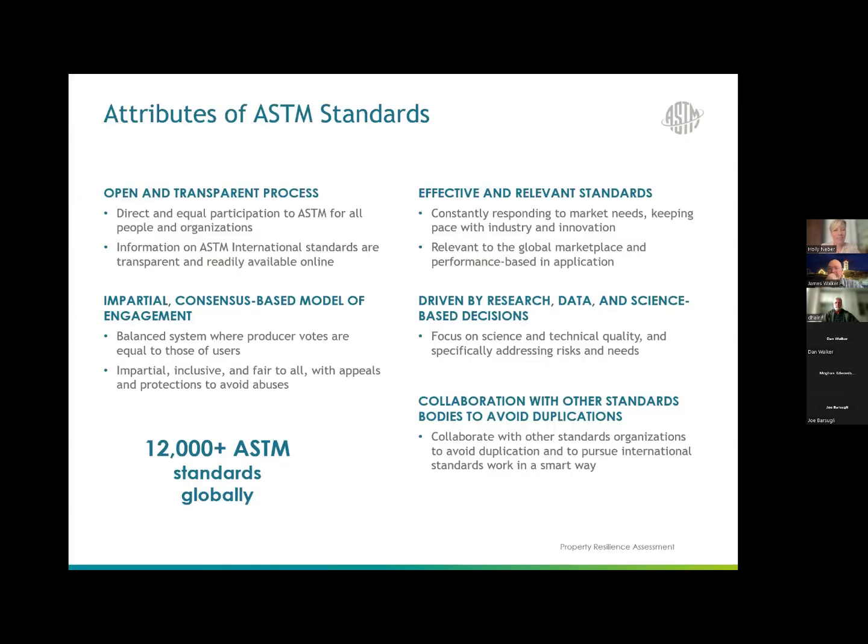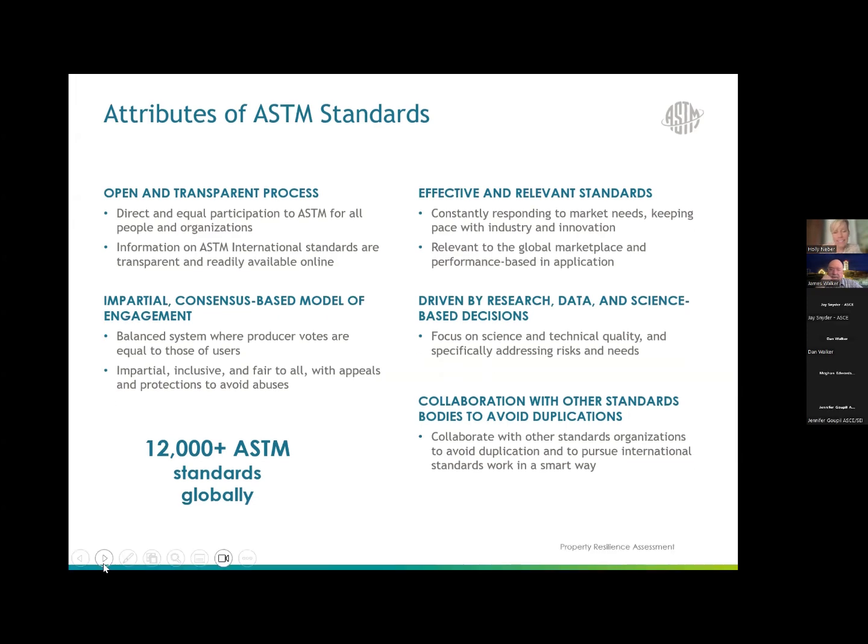Getting started, ASTM, in case you're not familiar, has over 12,000 standards, and many of them are used for things like steel and plastics and petroleum. The ASTM process is an open and transparent process that involves direct and equal participation by both users, the people that use the standards, in our case our commercial real estate occupants and owners, and the producers, the providers, those who perform ASTM type work.